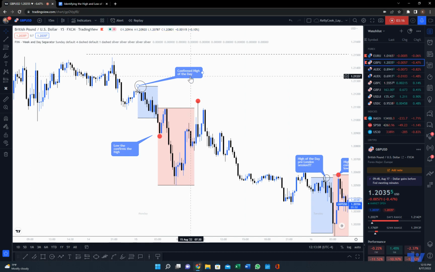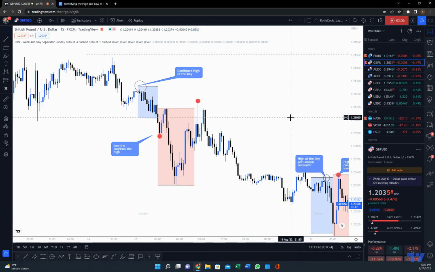What does our process say? We marked the Asian and London session ranges. So now what do we need to do? We need to confirm this high. Can we do that? We can see that this low confirms the high. That makes sense, so we're on step two. Now let's move to step three. What do we need to see? We need to see a failure for it to go higher, and we saw that right here. So yes, indeed, this was the confirmed high of the day because one, this high was confirmed by this low, and we also had a failure to break above this high, so it failed to make a higher high.